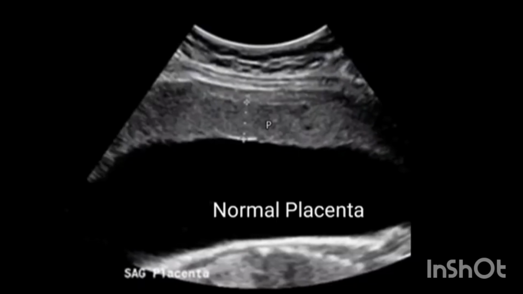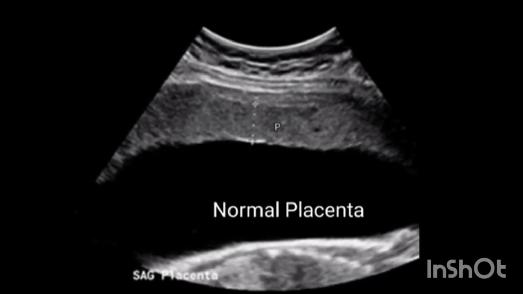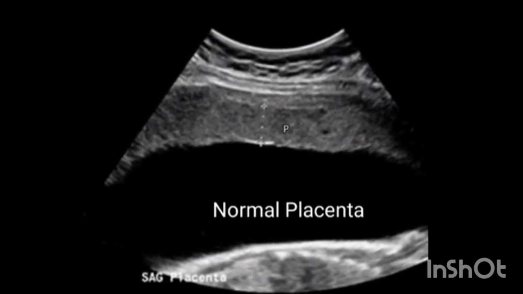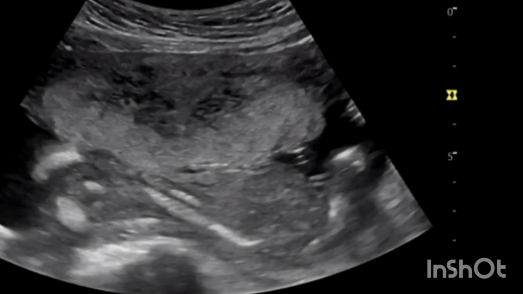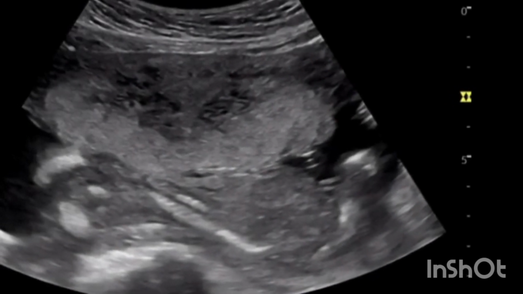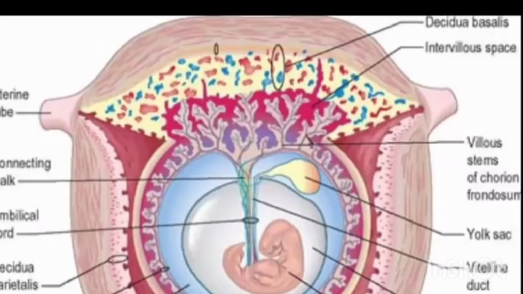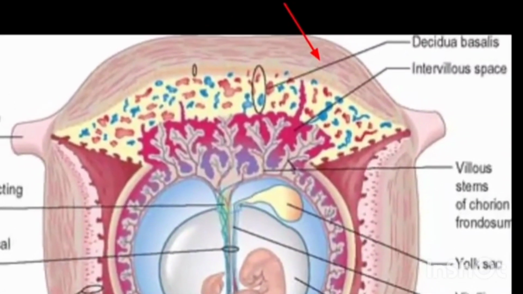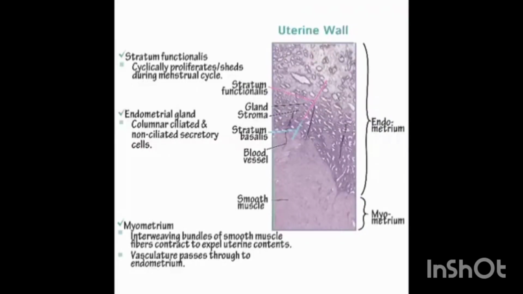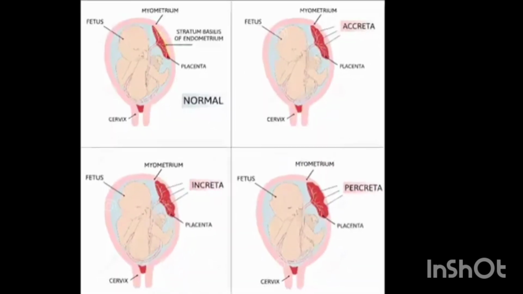Now, after all the lectures, how do you diagnose placenta accreta on ultrasound? Placenta accreta represents the abnormal attachment of the placenta to the uterine lining due to an absence of the decidua basalis and an incomplete development of the fibrinoid layer.